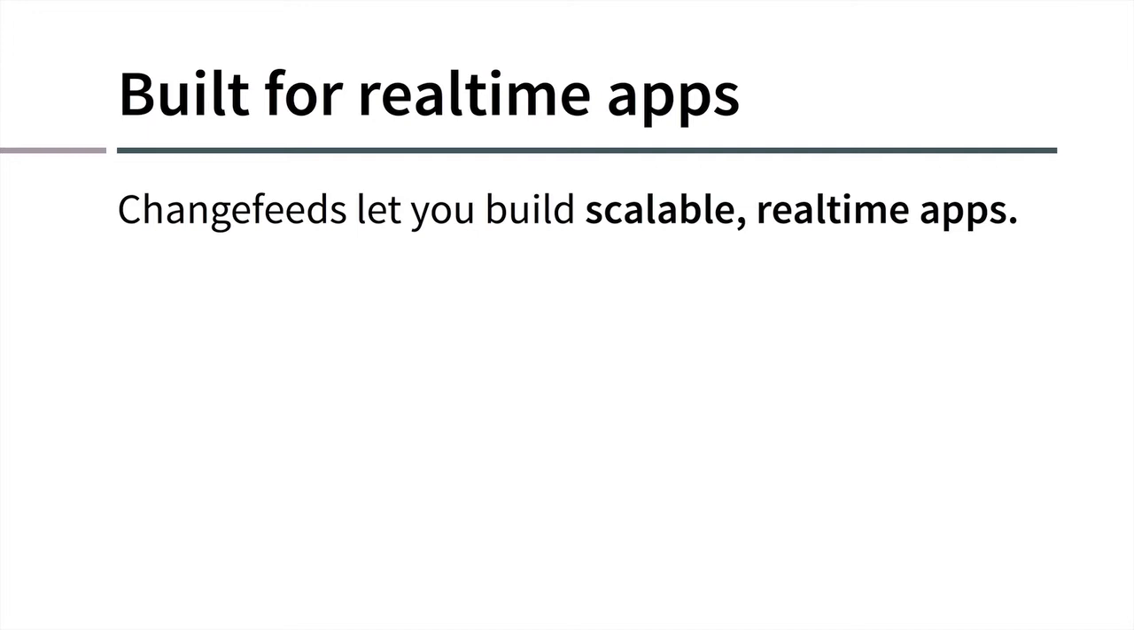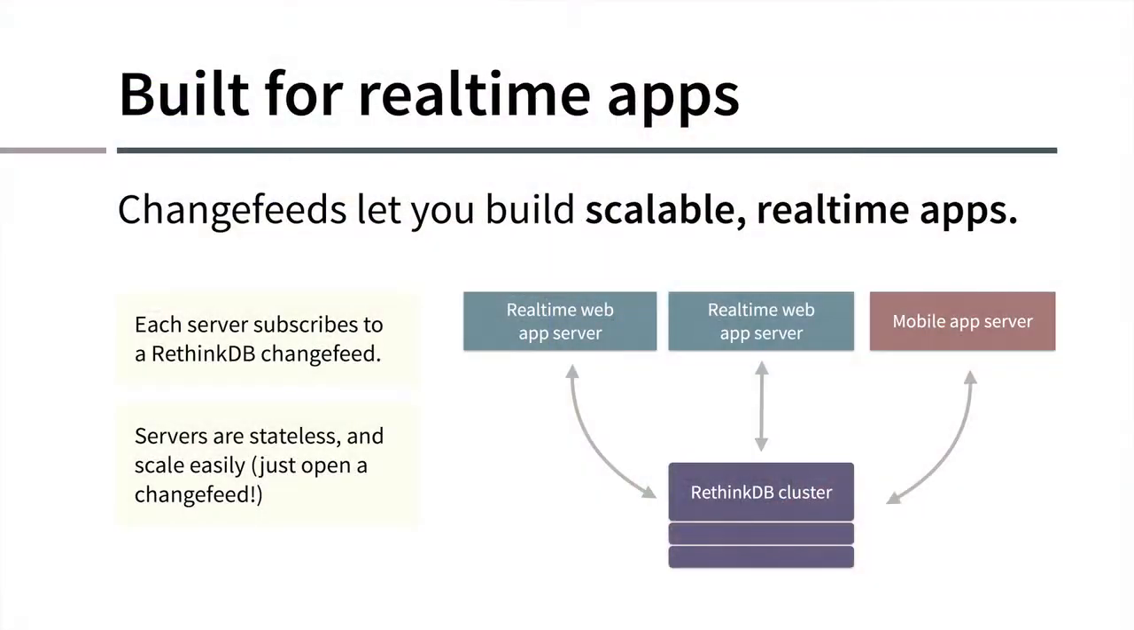And to tell you exactly what that means, in this same diagram we talked about earlier, you'll notice that you have these app servers living on top, and there's really only one thing they're ever talking to. There's no queues, there's no other complicated pieces of machinery. There's just the RethinkDB cluster. Each server subscribes separately to a RethinkDB change feed. It opens a connection. A change feed is as cheap as a connection.